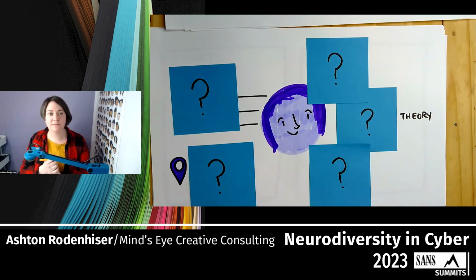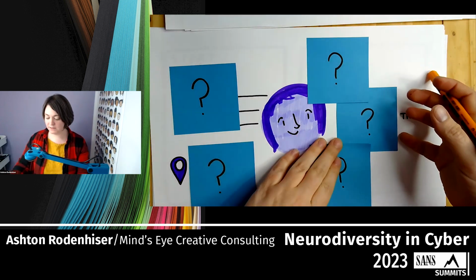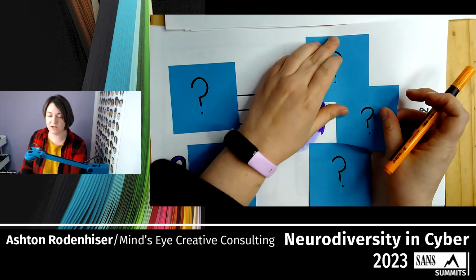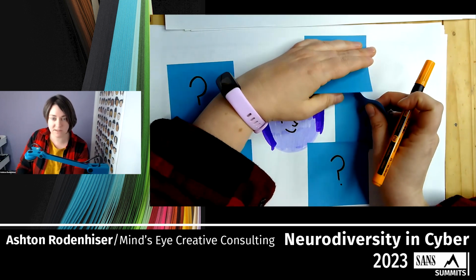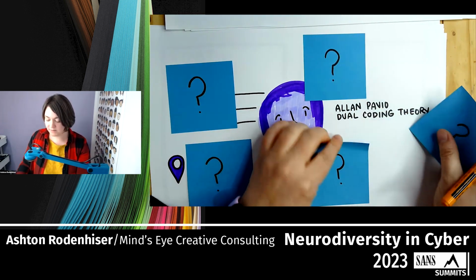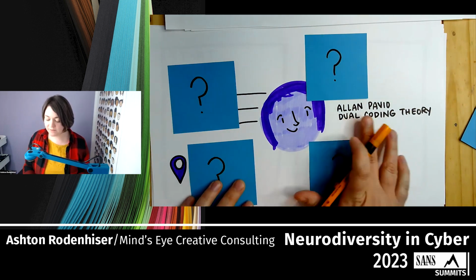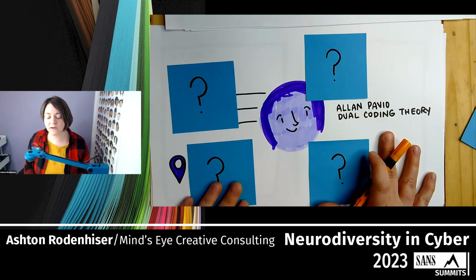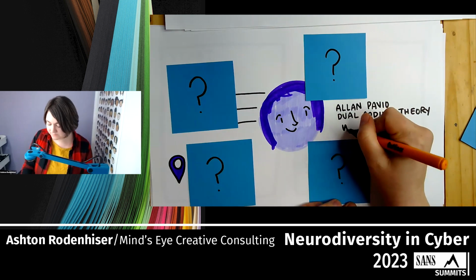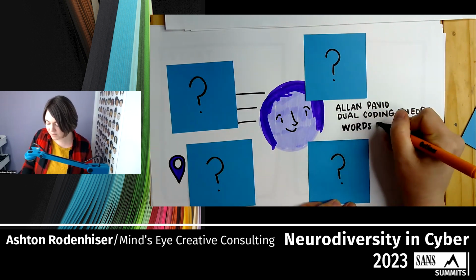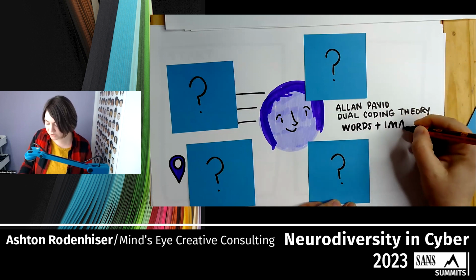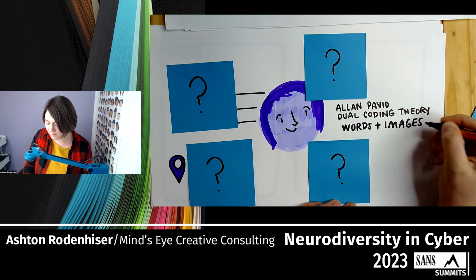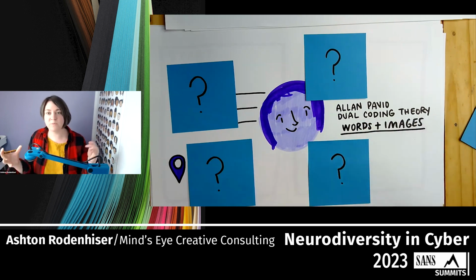Sketchnoting is the term that I use when we take drawings and we take words and we combine those together. One of the reasons why we do this, and I'm not going to get into a whole lot of brain science today because I do want us to draw together, is this idea that Allan Paivio came up with, called the dual coding theory, which takes words and accompanies them with images or pictures. And when we put those two together, it helps solidify that learning.